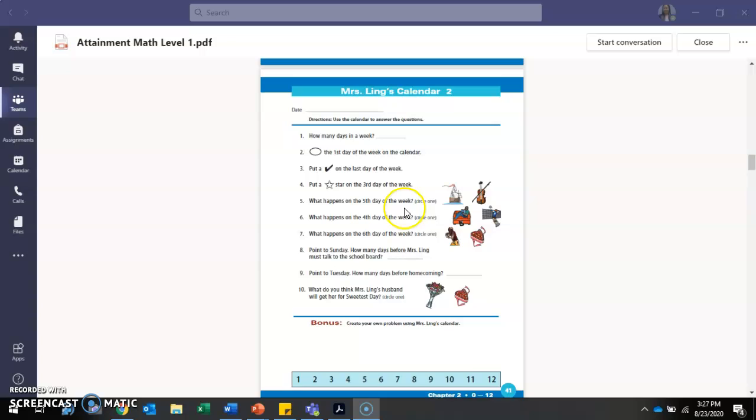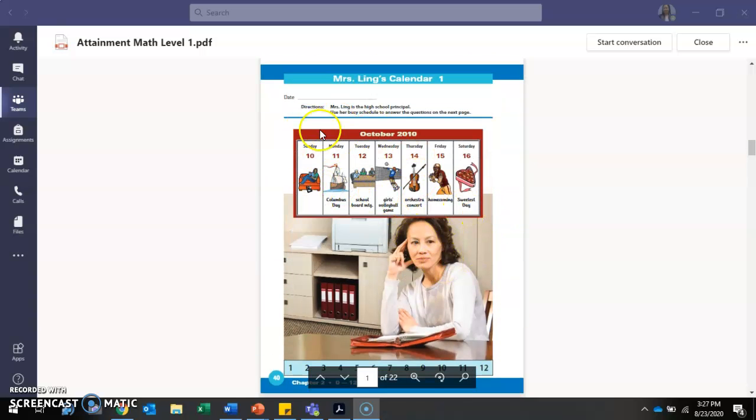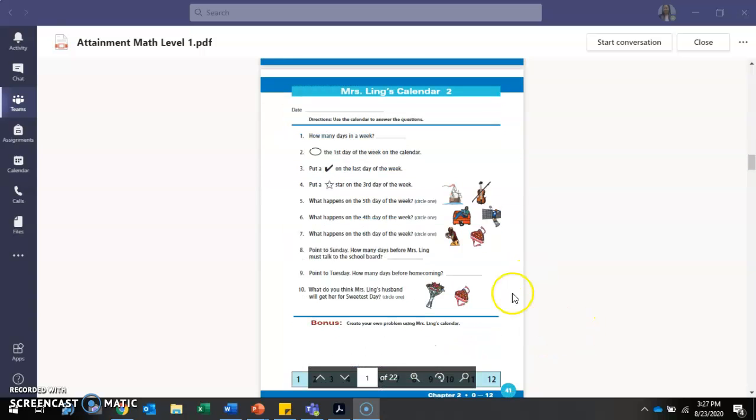What happens on the fifth day of the week? Circle 1. So what happens on the fifth day of the week? Is it a Columbus Day or the orchestra concert? So you're going to count. The fifth day is number 5. So you're going to count up to 5 and then tell me what the answer is. What happens on the fourth day of the week? And the same thing. Count to 4 on the calendar and then circle your answer. What happens on the sixth day of the week? So you're going to count and then you're going to circle your answer.